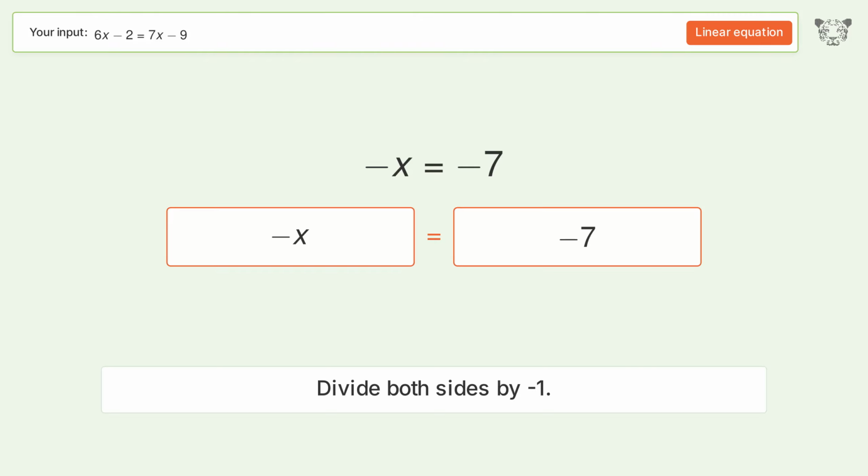The variable coefficient is negative 1. Divide both sides by negative 1 to leave the variable alone.